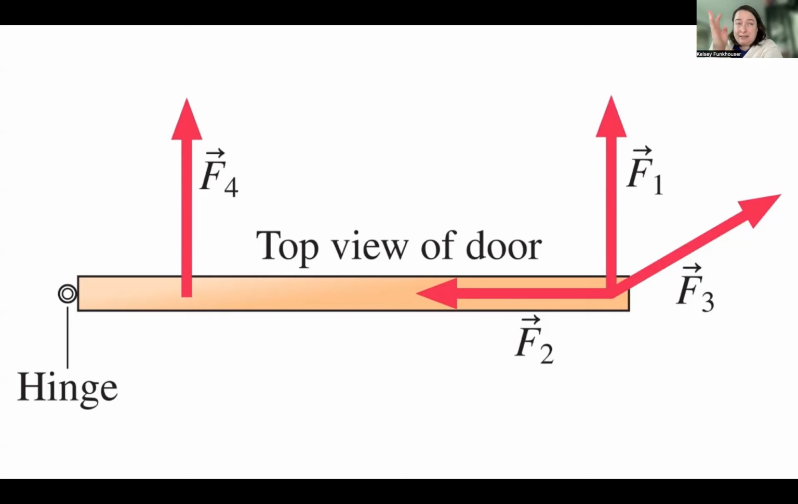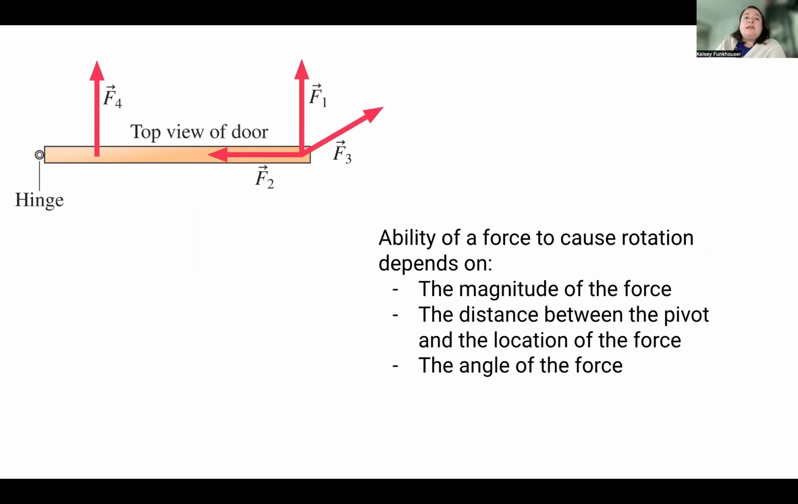Push near the hinges to simulate force 4. And then push all the way at the end at these different angles. Which one of those works best for opening the door? So opening the door is actually causing a rotation. The hinge acts as the axis of rotation, and we apply a force that causes the door to rotate around its axis of rotation.